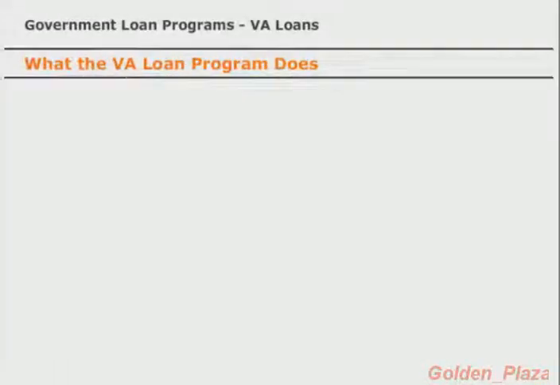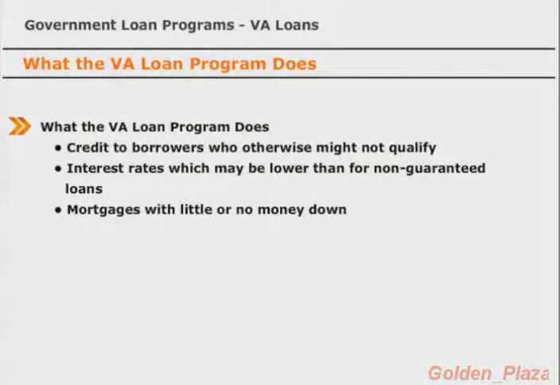The VA loan program guarantees a portion of a mortgage made to a qualified veteran or service member. As with FHA loans, the VA itself does not make the loan, but they guarantee a portion of the loan.